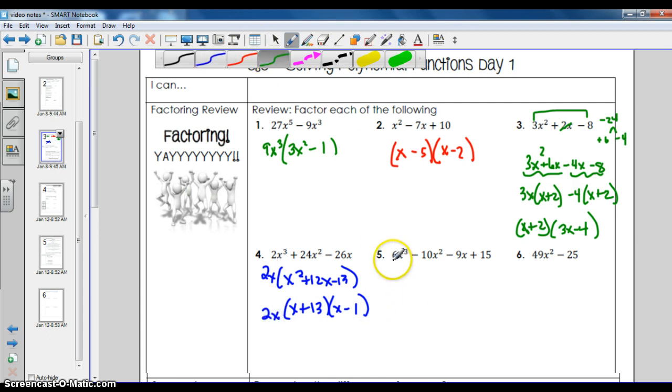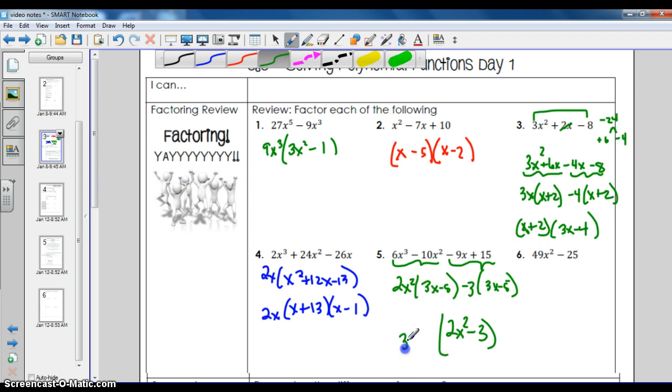Grouping when there's 4 terms. So what we can pull out of both of these is a 2x squared. So what's left is a 3x minus 5 in the parentheses. Over here we can divide out a negative 3. So it's a 3x minus 5. And then we want to put those greatest common factors together. And what they have in common, the 3x minus 5, is the other part.